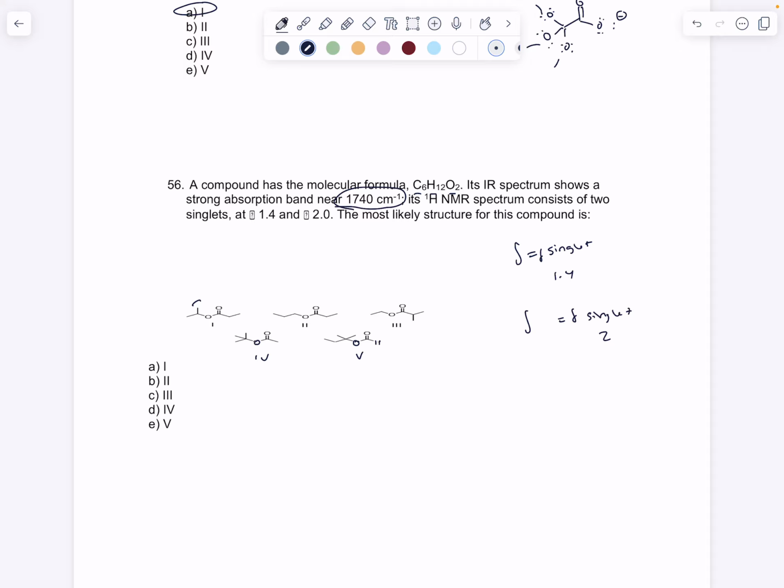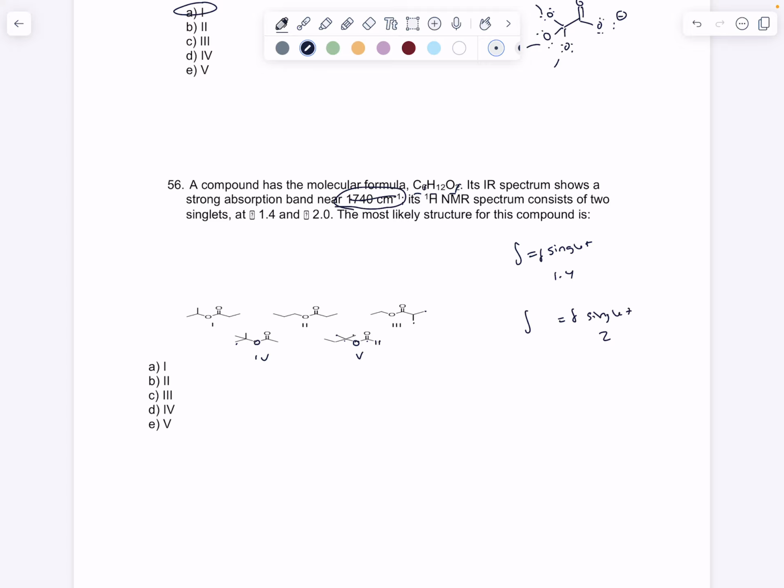So I'm going to start just by looking at, do all of these have a ketone peak? And they all do, so we can't eliminate any. Or this carbonyl peak, so they all do, so that doesn't help us. Do they all have 6 carbons? 1, 2, 3, 4, 5, 6. Okay, they all have 6 carbons. They all have 2 oxygens. I'm assuming they all have 12 hydrogens.